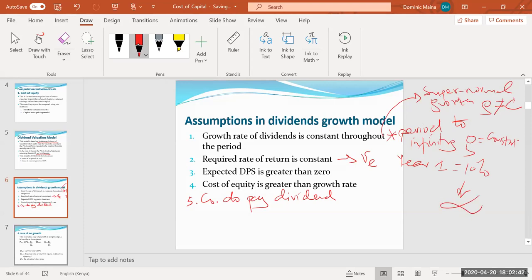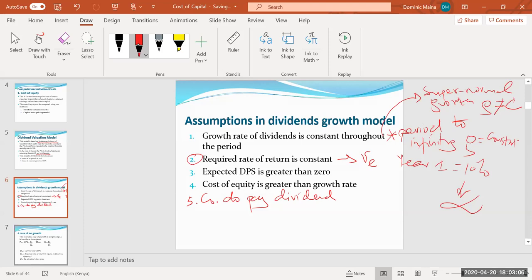The return to the provider of capital, which in this context is the cost of equity, if it is 10% today, then it's going to be 10% all the way to infinity. That's what this particular second point is trying to explain to us: the required return is going to be constant all the way to infinity.